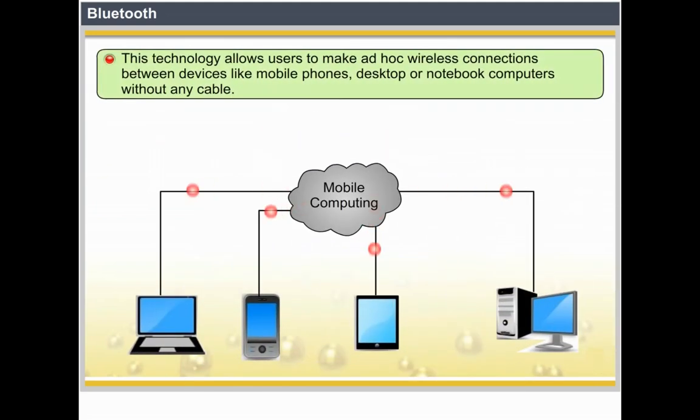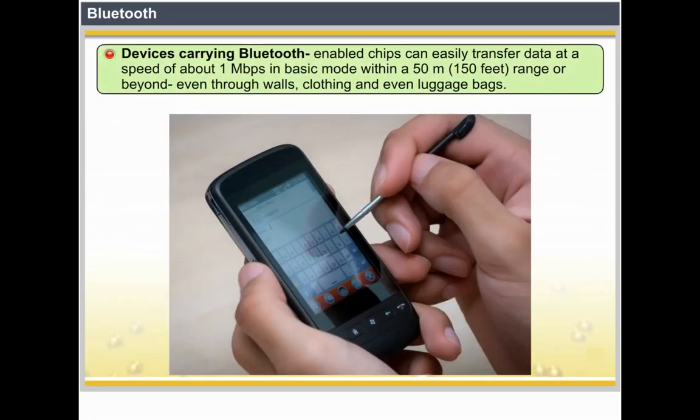This technology allows users to make ad hoc wireless connections between devices like mobile phones, desktop or notebook computers without any cable. Devices carrying Bluetooth-enabled chips can easily transfer data at a speed of about 1 Mbps in basic mode with a 50-meter, 150 feet range or beyond through walls, clothing, and even luggage bags.